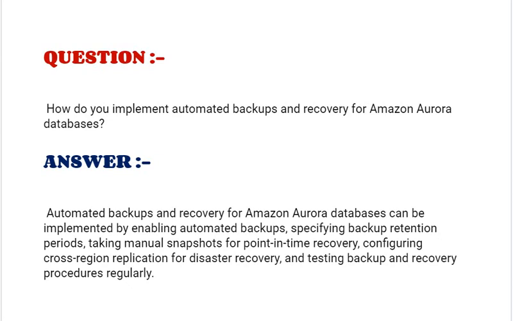Our next interview question is: how do you implement automated backups and recovery for Amazon Aurora databases? Your answer should be: automated backups and recovery for Amazon Aurora databases can be implemented by enabling automated backups, specifying backup retention periods, taking manual snapshots for point-in-time recovery, configuring cross-region replication for disaster recovery, and testing backup and recovery procedures regularly.